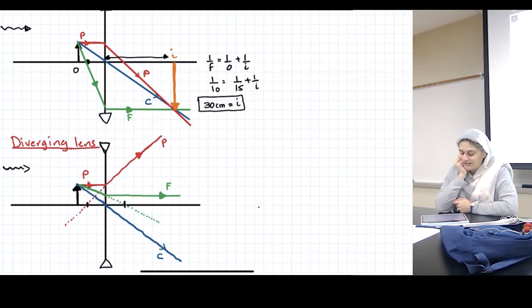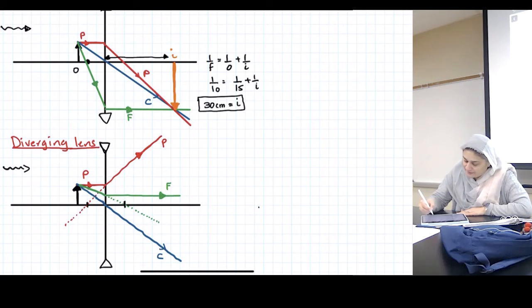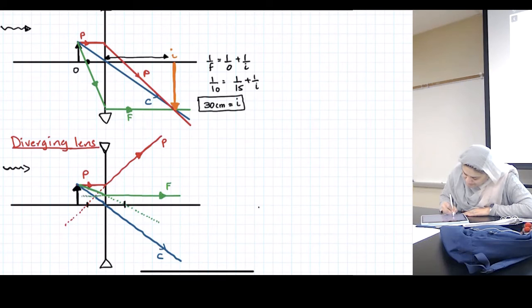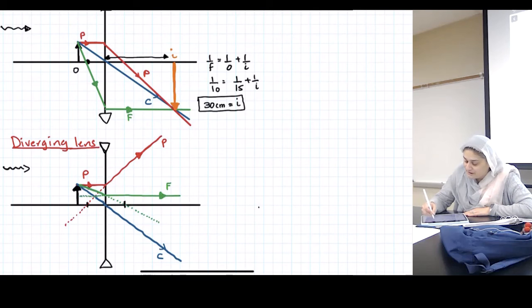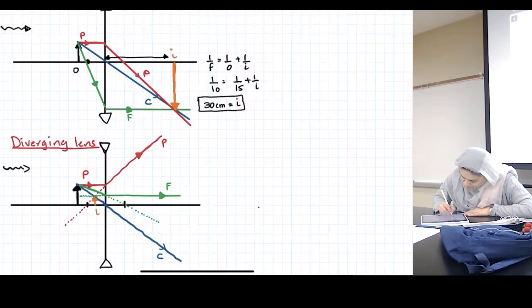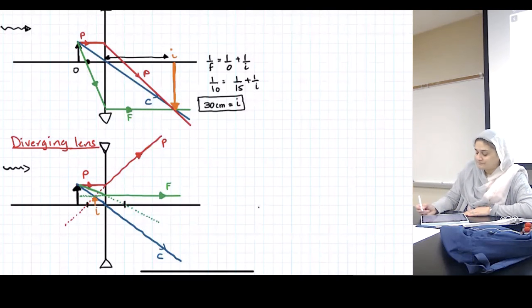Now, I don't see a spot where all three meet. Do you? In that scenario, you extend the lines backwards and forward until you find a spot where all three meet. And voila, this is a spot where all three meet. So your image will be here, and your object is here.